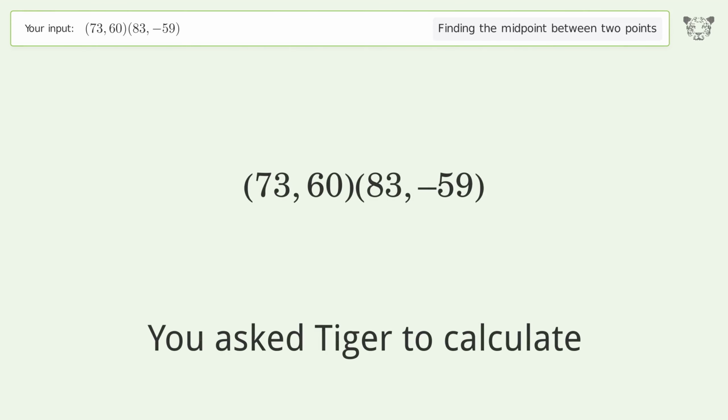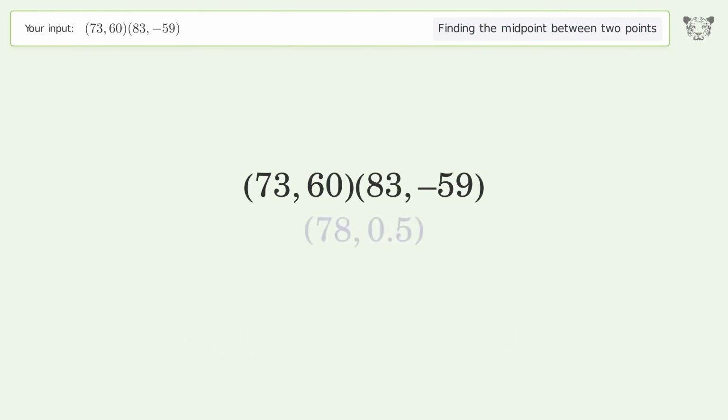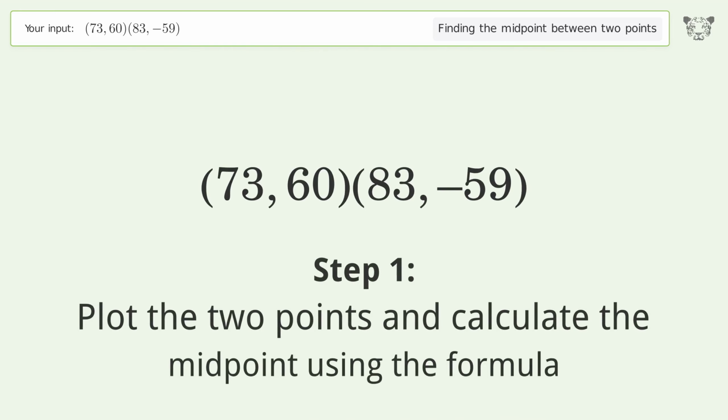You ask Tiger to calculate. This deals with finding the midpoint between 2 points. The midpoint between the 2 points is 78, 0.5. Let's solve it step by step. Plot the 2 points and calculate the midpoint using the formula.